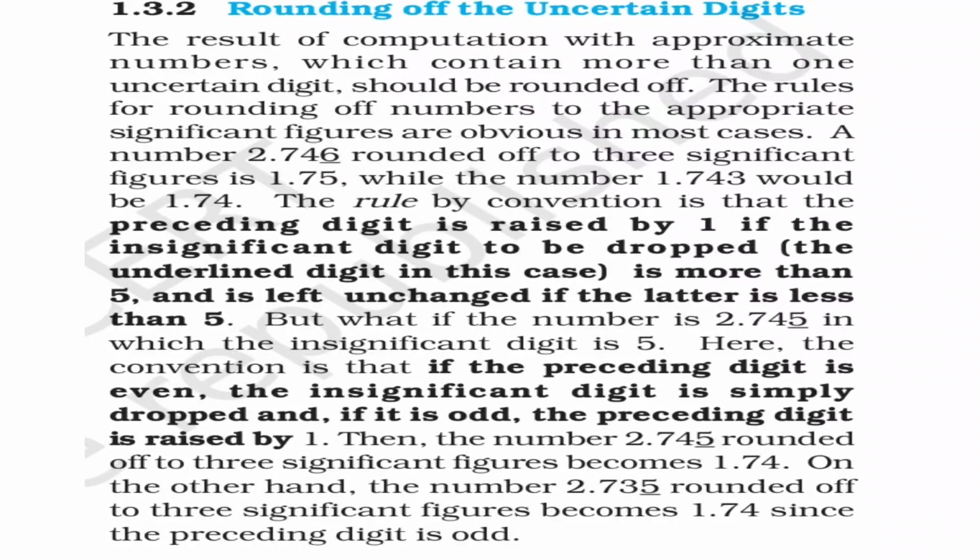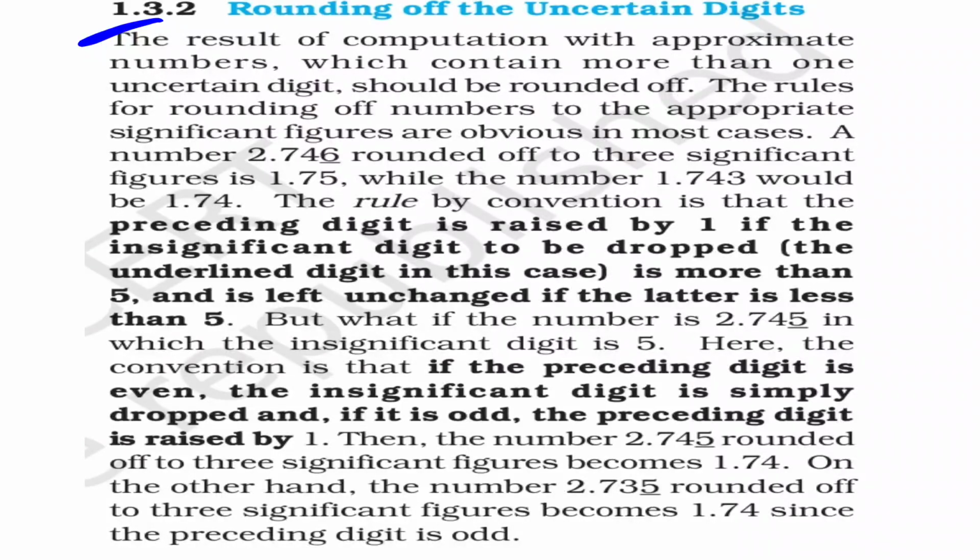Now, rounding off the uncertain digit. The result of computation with approximate numbers which contain more than one uncertain digit should be rounded off. The rules for rounding off numbers to the appropriate significant figures are obvious in most cases. A number 2.746 rounded off to 3 significant figures is 2.75, while the number 2.743 would be 2.74. The rule by convention is that the preceding digit is raised by 1 if the insignificant digit to be dropped is more than 5 and is left unchanged if the latter is less than 5.